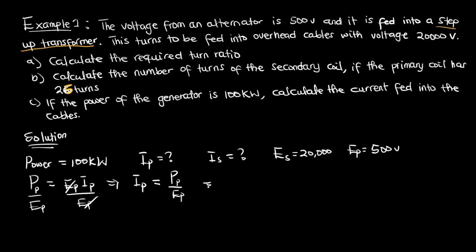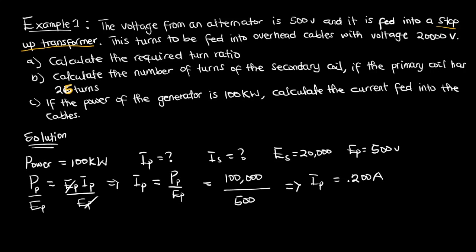Now, these are just initials. So our answer over here is that our power, which is 100,000, since k is times 10 to the power 3, so 3 more zeros, over the initial potential difference EP, is 500. So I bring my 500 over here. Therefore my primary current is equal to 100,000 divided by 500, and this will give me 200 amperes as my answer.